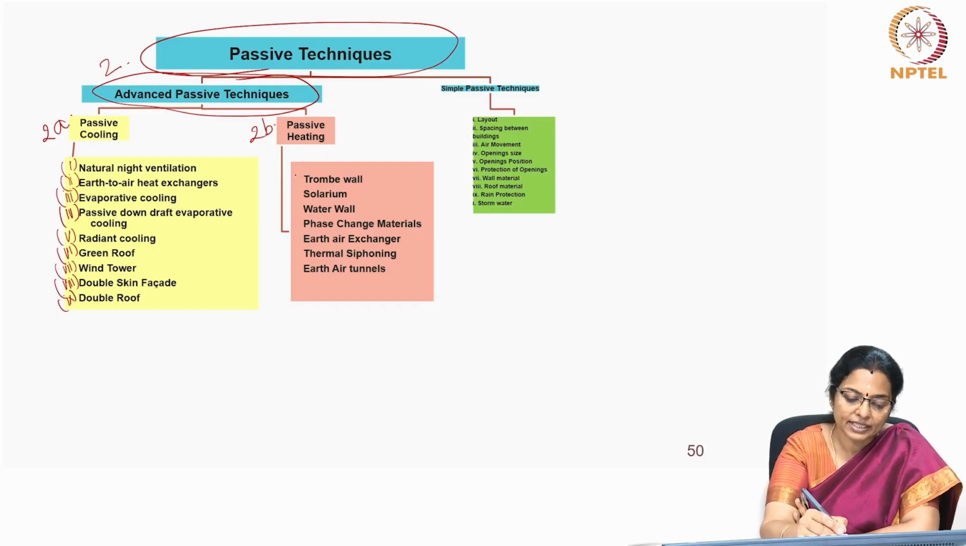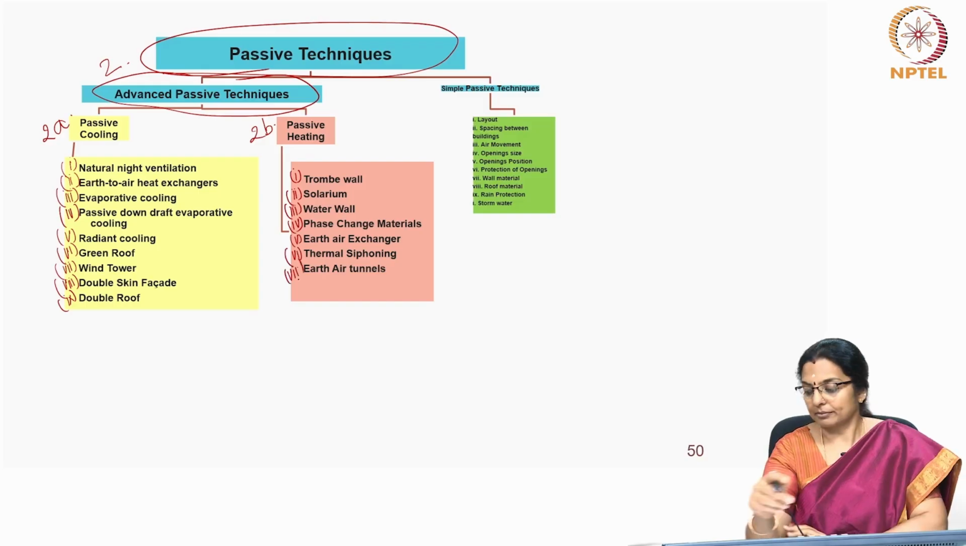Under passive heating, we have trombe wall, solarium, water wall, phase change materials, earth air exchanger, thermal siphoning and earth air tunnels.